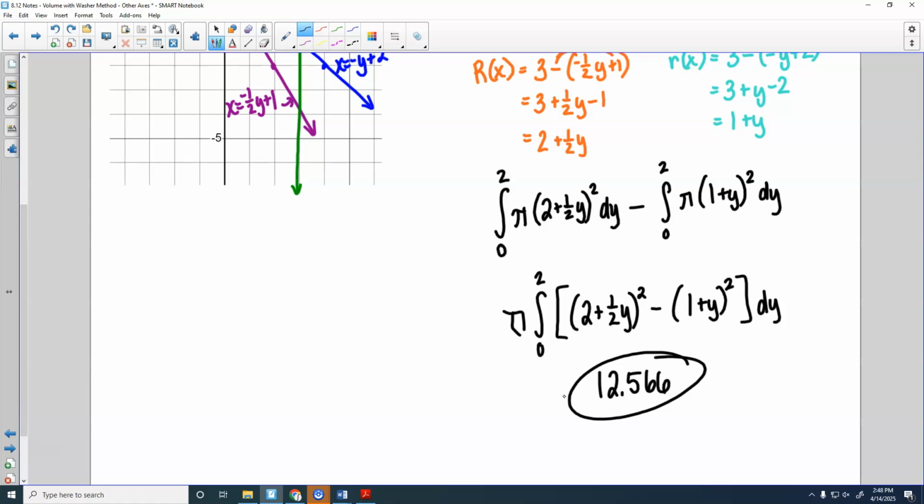I think these get a little confusing, but if you go about them very systematically, make sure you start with a graph. Once you have that graph, think about from the line you're rotating around to the outside line, for your R of x line. You're rotating around to the inside for your lowercase r of x, and then plug it into your formula. You should be able to do these.